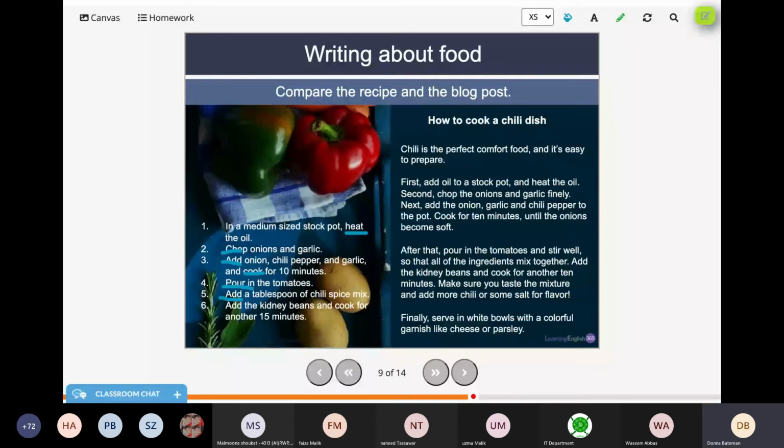Do you think it's important to do the steps in order? On the left, we have numbers 1 to 6, which tells us step 1, step 2, step 3, etc. And then on the right, we have words like first and next and after that and finally. Is it important that we do the steps in order? What do you think?